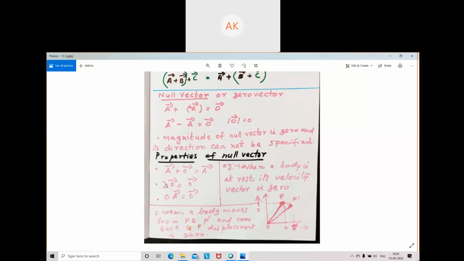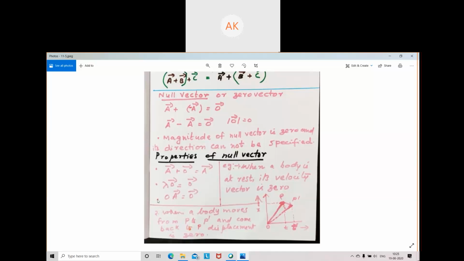5 times 0 vector, what will it be? 0 vector is just like that. 0 has that property. 5 into 0 is 0, 6 into 0 is 0. Like that, lambda into 0 vector will be 0 vector itself.